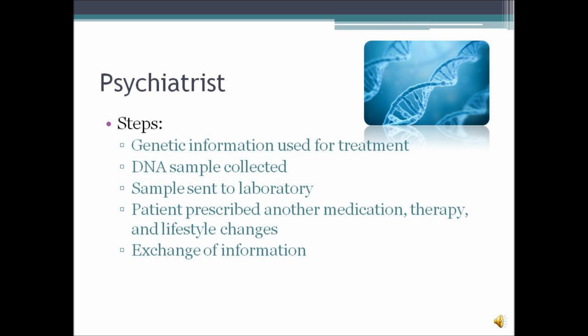Since genes are a major risk factor for depression, the psychiatrist decides to treat his form of depression based on his genetic information. In order to accomplish this, the psychiatrist uses a DNA kit and collects the patient's DNA sample, in this case, his saliva. The kit is then sent to the laboratory. In the meantime, the patient is prescribed a new antidepressant and is given an appointment for the following day for a therapy session. At this point, exchange of information between the psychiatrist and the pharmacy and the psychiatrist and the laboratory occurs.